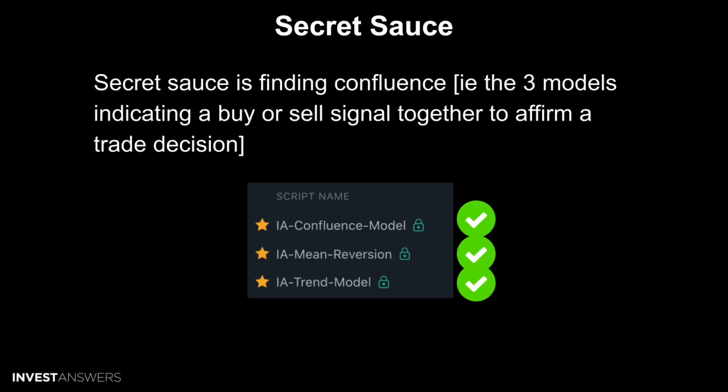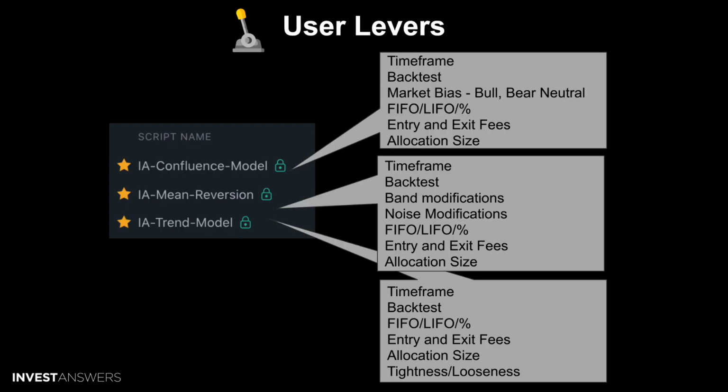Now, the secret sauce is finding confluence, which is when all three models tell you it's a buy or a sell at the same time. That's when you go. So if you have one system saying 88% win rate, another one 90%, another one 93%, those three combined will give you over 95% win rate when they are used in conjunction with each other.